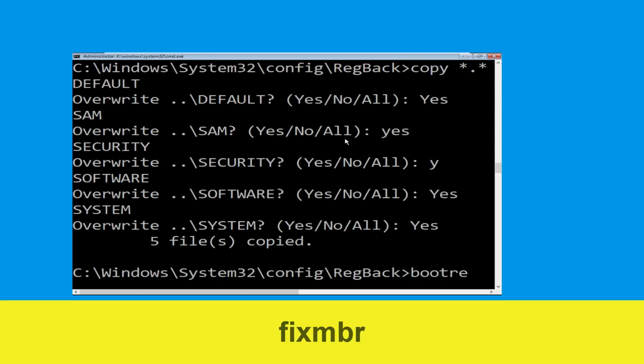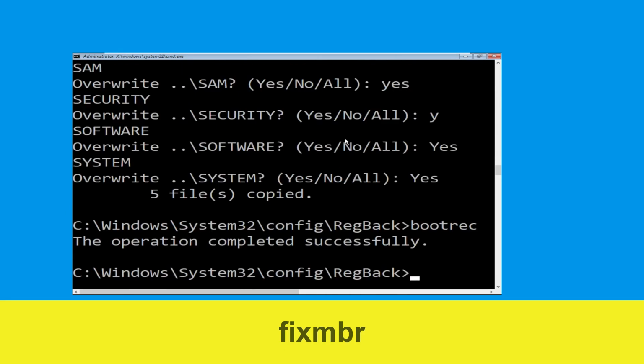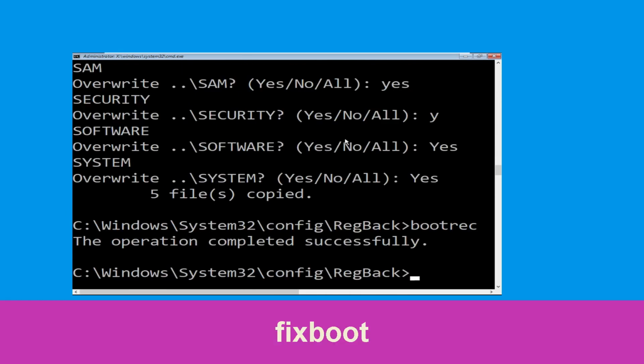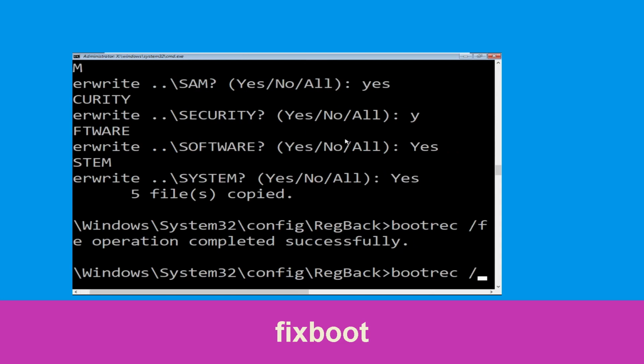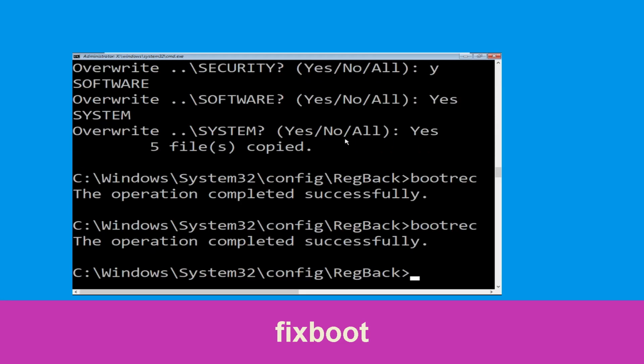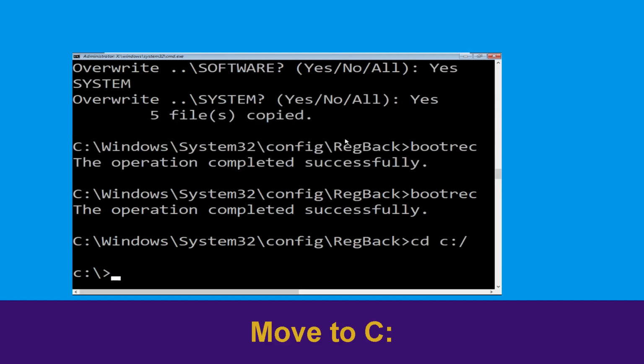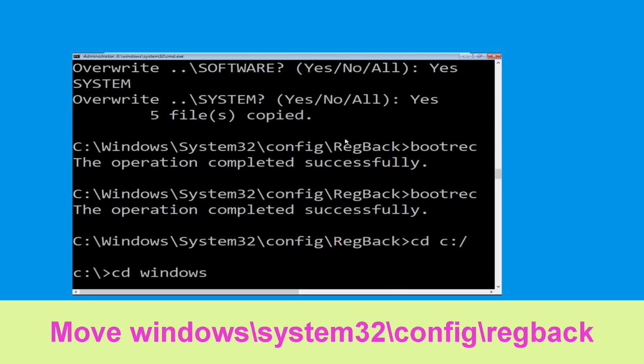Now type bootrec /fixmbr and simply hit enter. Now type bootrec /fixboot and hit enter to execute. Now type cd C : / and simply hit enter. Now type cd Windows /system32 /config /regback and hit enter to execute.